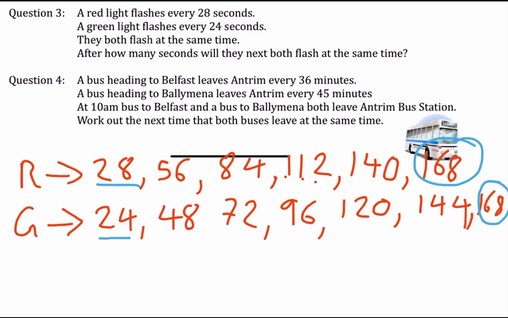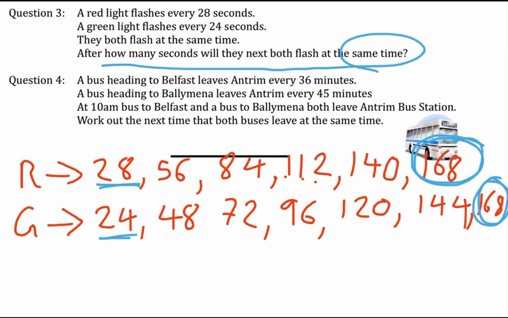Okay, this is the worded question, so I've done it this way. And the only reason why I've done it this way is because on a mark scheme, a lot of the mark schemes give you marks for actually writing out the 28 times table and the 24 times table until both numbers become the same. So therefore, the question is, after how many seconds will they both flash at the same time? It is after 168 seconds.